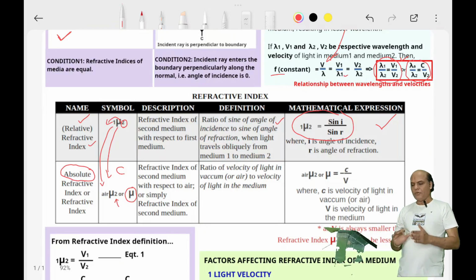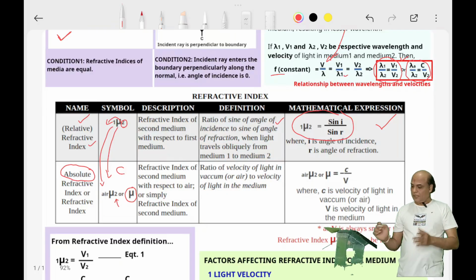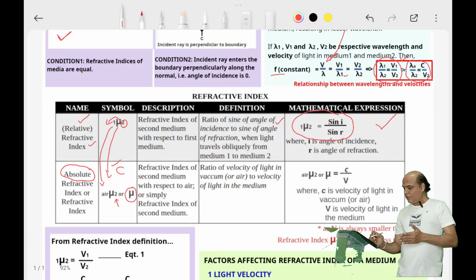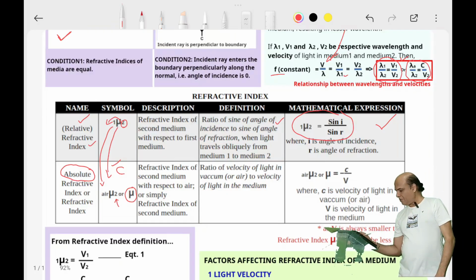Now, how do we define this absolute refractive index? Because c, the velocity of light, has made its way into the definition, it is defined as the ratio of the velocity of light in vacuum or air to the velocity of light in the medium. So mathematically, absolute refractive index is defined as the ratio of velocity of light in vacuum or air to velocity of light in the medium.